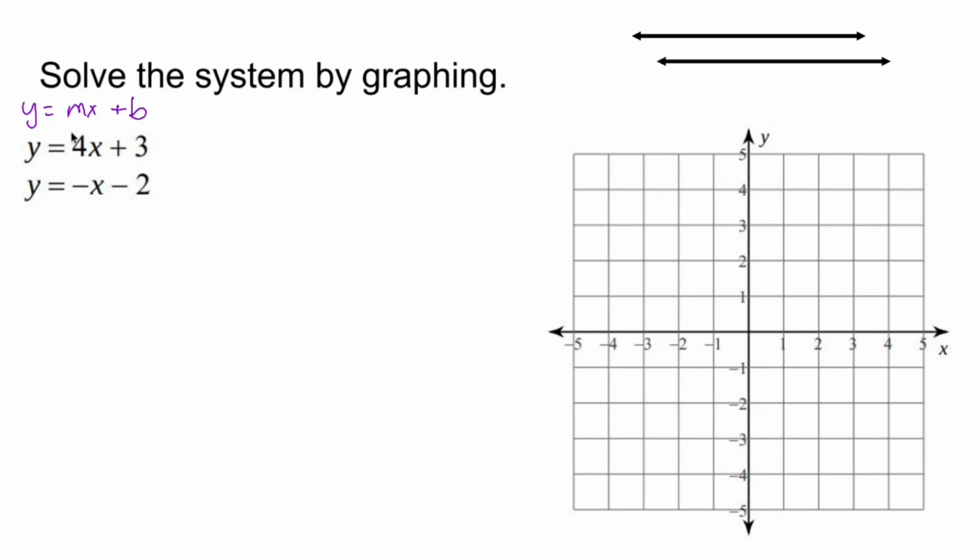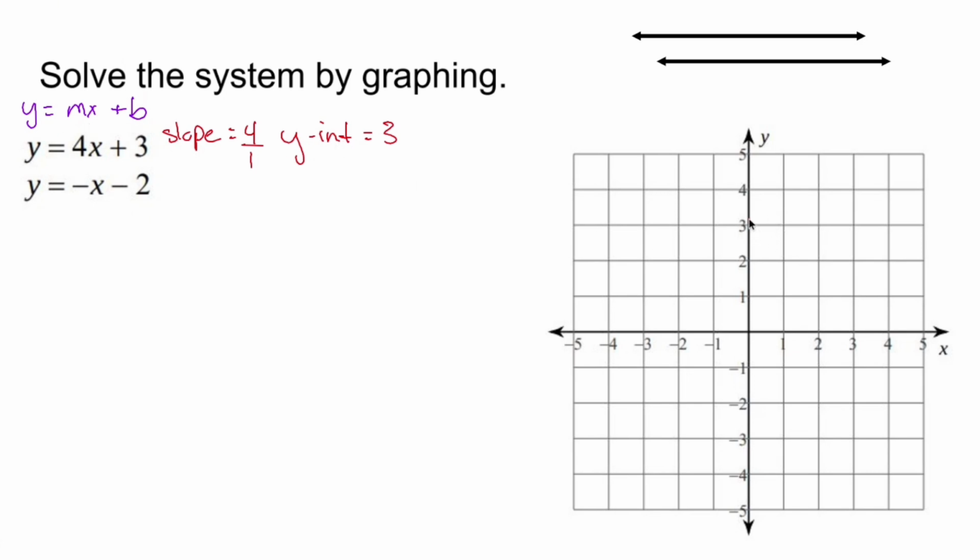So this first guy has a slope of 4 and a y-intercept of positive 3. Remember, when y is all by itself, the number in front of x is my slope, and the number floating around is my y-intercept. Now, slope of 4 doesn't look right. I'm going to make it 4 over 1. Now, I'm going to graph this line first.